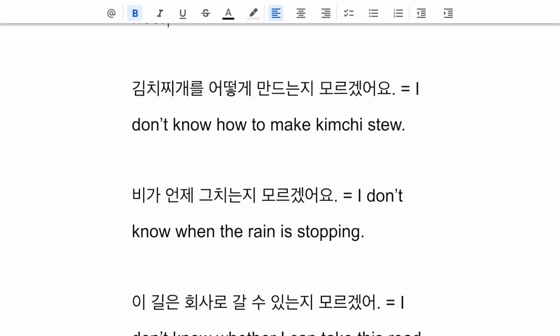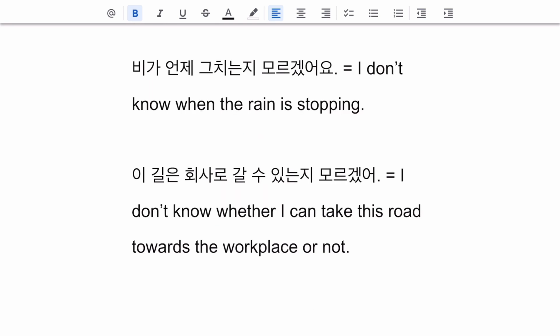I don't know how to make kimchi stew. Right, that's another way this can be used to say I don't know how to do something, just by putting 어떻게 plus 는지 모르겠어요, 는지 몰라요. You can say I don't know how to do something. So 김치찌개를 어떻게 만드는지 모르겠어요. So we could say I don't know how to ride a bike. 자전거를 어떻게 타는지 몰라요. 어떻게 타는지 모르겠어요.